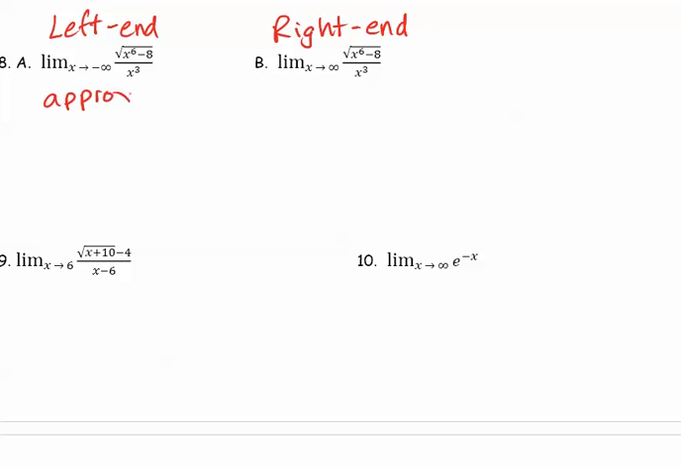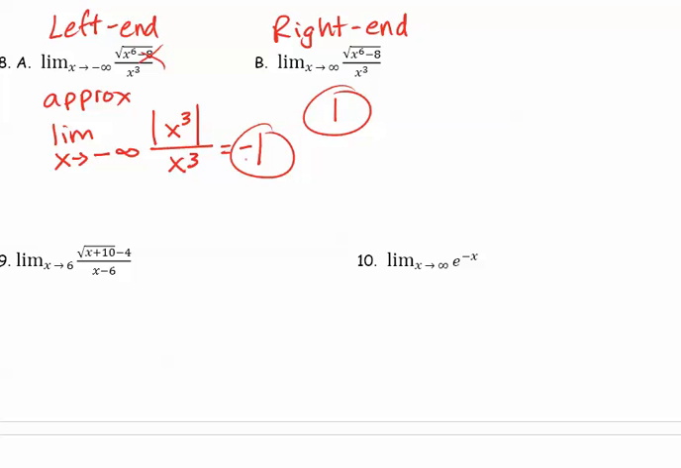So we talked about the fact that this is approximately the same as when x goes to negative infinity. This negative 8 we can think of as negligible. The square root of x to the 6th is not x cubed. It is the absolute value of x cubed. So as x goes to negative infinity, this limit, think of negative numbers, this will be negative 1 rather than positive 1. And we have the same idea here, but as x goes to positive infinity, can you see that it's going to go to positive 1?